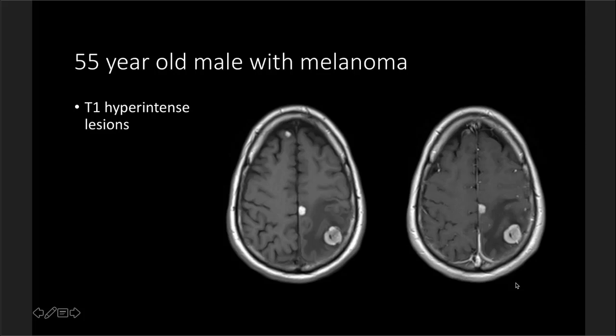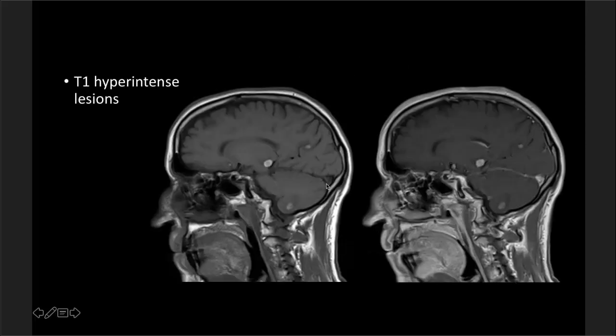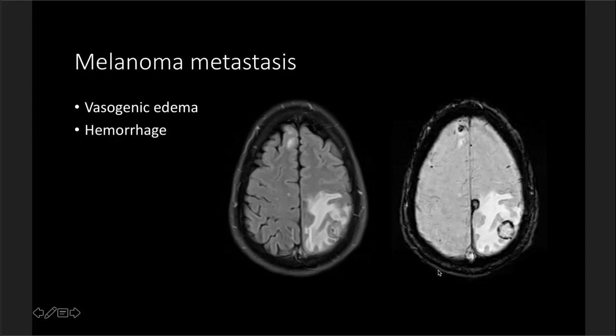Here we have a sagittal image, so a few more T1 hyperintense lesions scattered throughout the brain, and these are melanoma metastases. Here you see the vasogenic edema surrounding the metastasis, and here on SWI you can see that there's some hemorrhage within these metastases. That dark signal on SWI is hemorrhage.